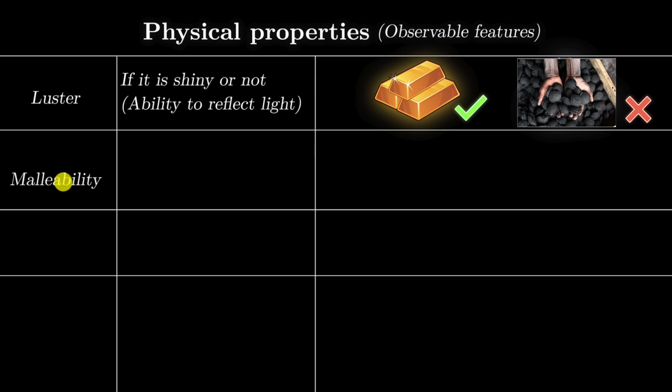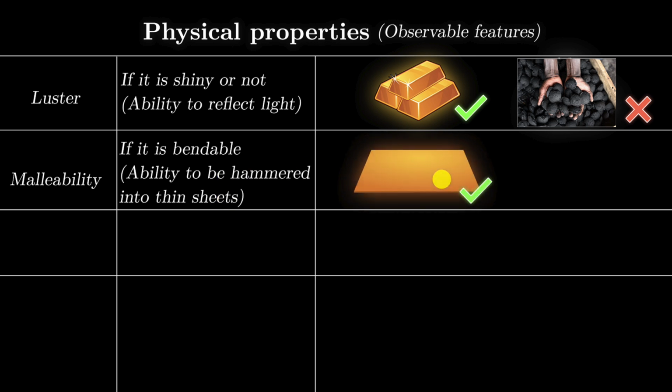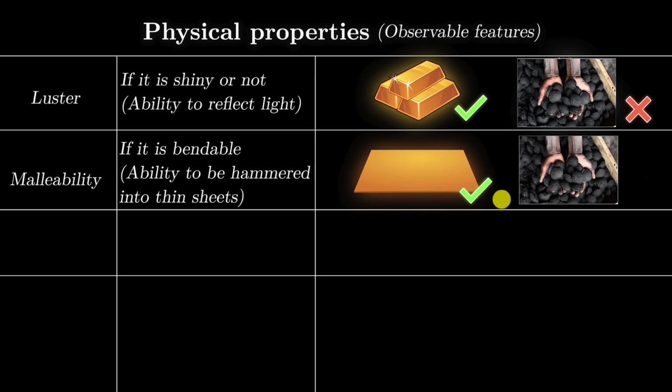Okay, another one is malleability. It tells us whether something can be hammered into thin sheets, whether something is bendable. Again, if you look at gold, you can hammer it into thin sheets. So it is malleable. But if you take charcoal, it's not. If you try to hammer it, it'll just break. So charcoal, for example, is not malleable.